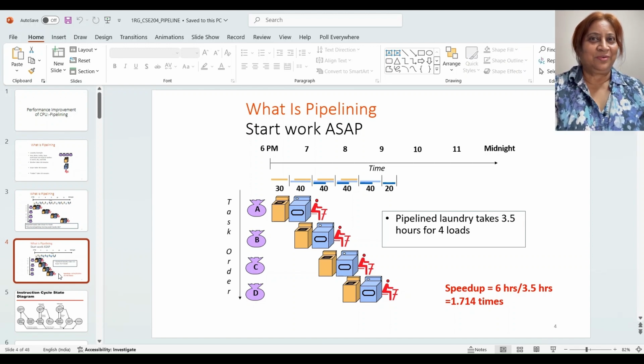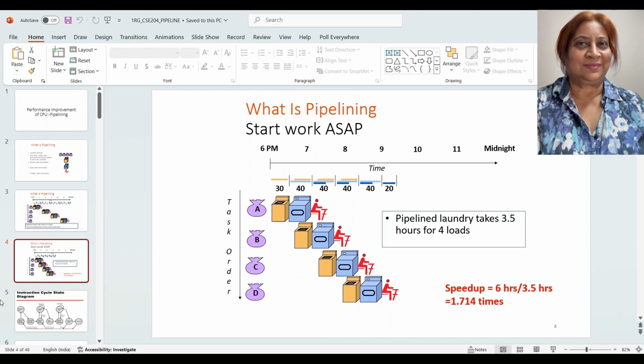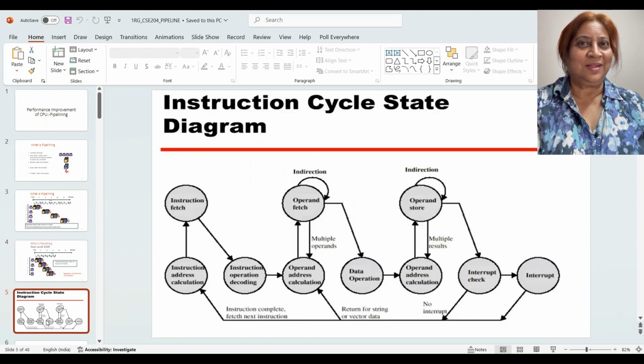Okay, so total four loads will take here 3.5 hours. So previously four loads was taking 6 hours, and here it is 3.5 hours. And so the speed up is 6 hours by 3.5 hours, which is 1.714 times. So it is the same concept that can be applied for instruction execution also.